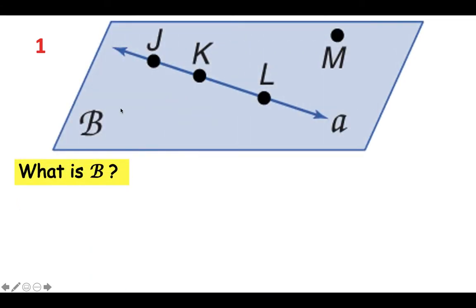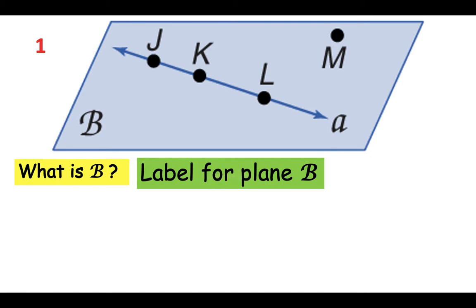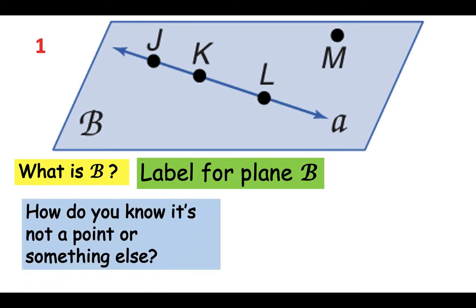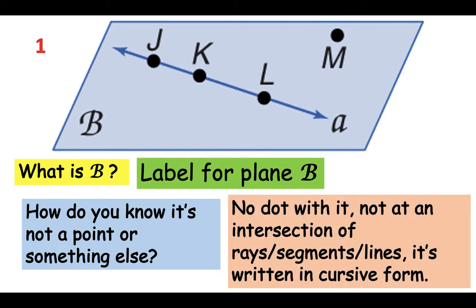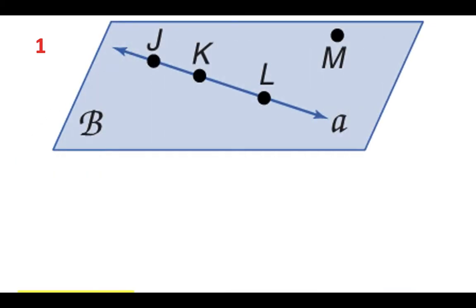Wait, what about this B right here? What is B? Well, this is the whole plane. How do we know that it's not a point? Well, there's no dot, right? There's no dot next to B. It's not at an intersection anywhere, and it doesn't have any other points or rays or lines associated with it. Plus, it's written in that fancy script cursive lettering, so we know that it's a plane.